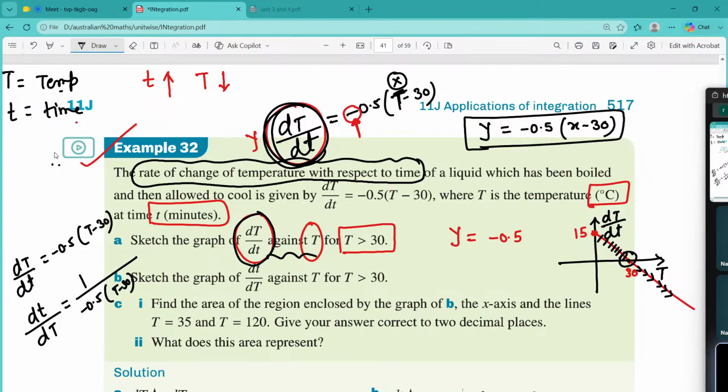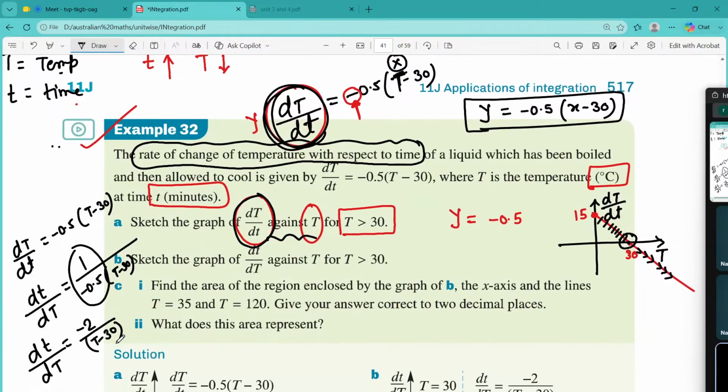So minus 1 over 0.5 will be minus 2. So dT upon dt will be equal to minus 2 upon t minus 30. Am I right? And again, you will do the same thing.